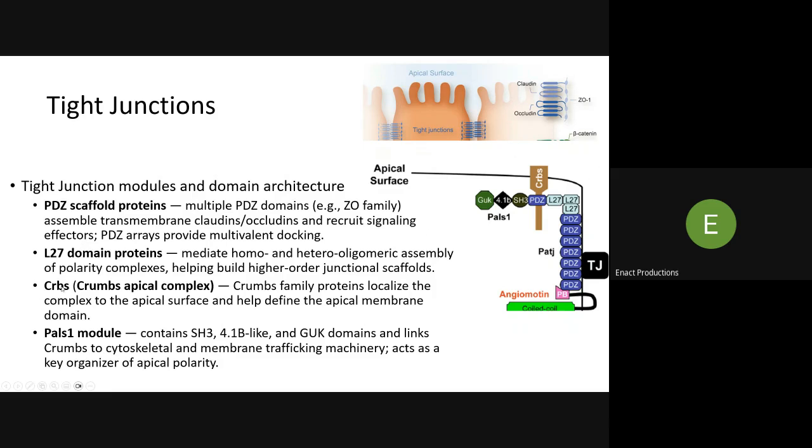We're seeing that there's this Crumbs apical complex. Crumbs family proteins localize the complex to the apical surface and help define the apical membrane domain. So Crumbs has this particular function of pointing this whole big old structure. And then the PALS1 module, where is that? This thing over on the left. It's some of those things that are docking on this, and they link Crumbs to cytoskeletal and membrane trafficking machinery, and it acts as a key organizer for apical polarity.